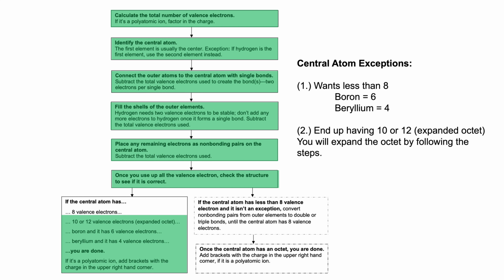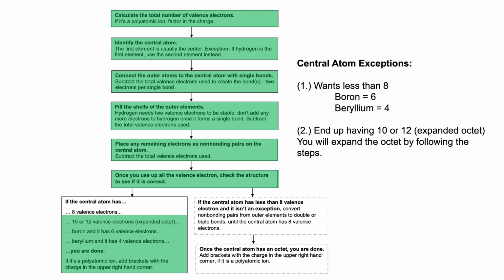So there are cases where you're going to reach 0 electrons left over, and you're going to check that central atom, and it's not going to have 8, but it's going to be correct. The Lewis structure is going to be done. So there's 2 exceptions that when they are the central atom, they want to have less than 8. So boron wants to have 6 valence electrons when it's the central atom, whereas beryllium wants to have 4.